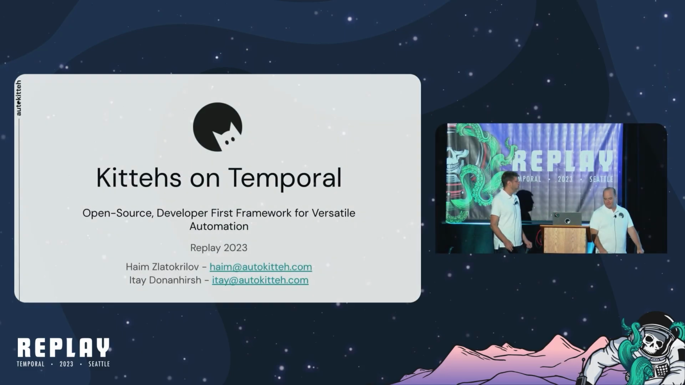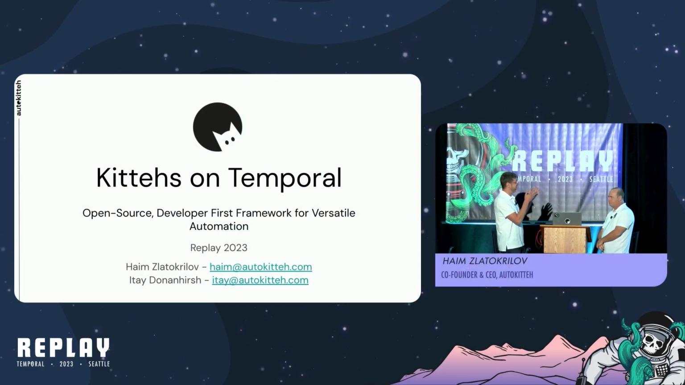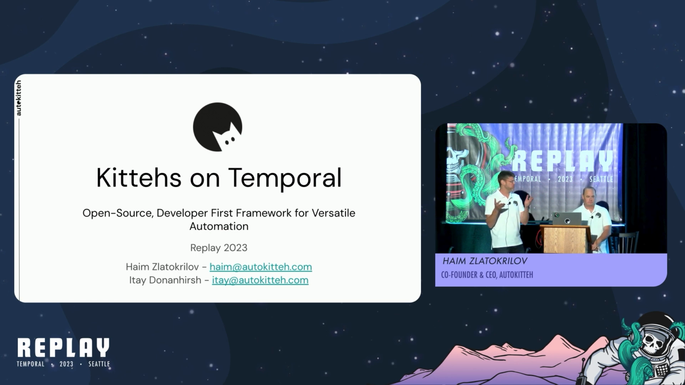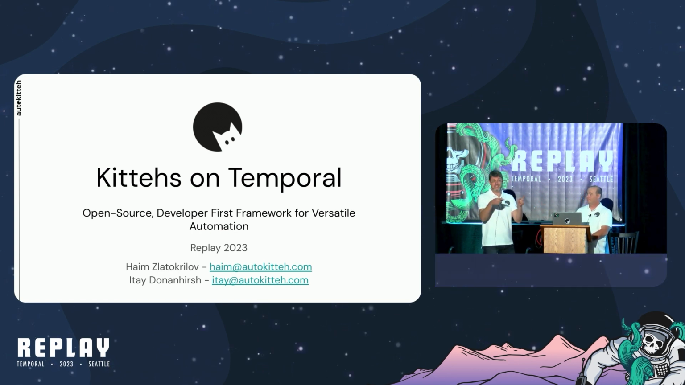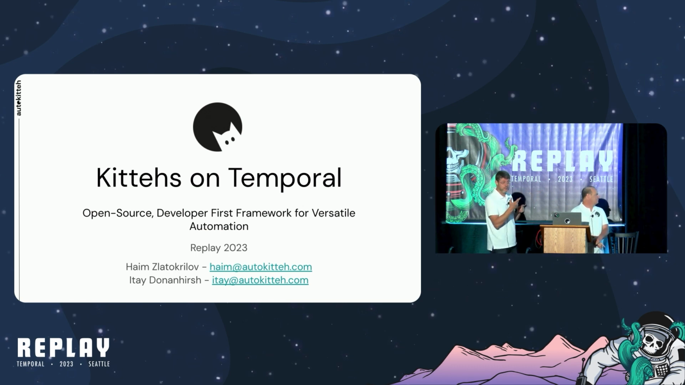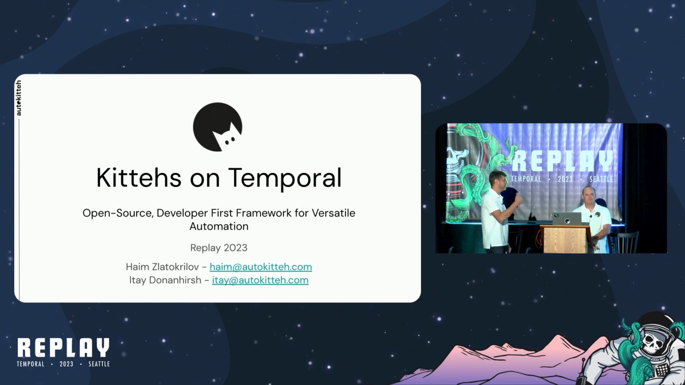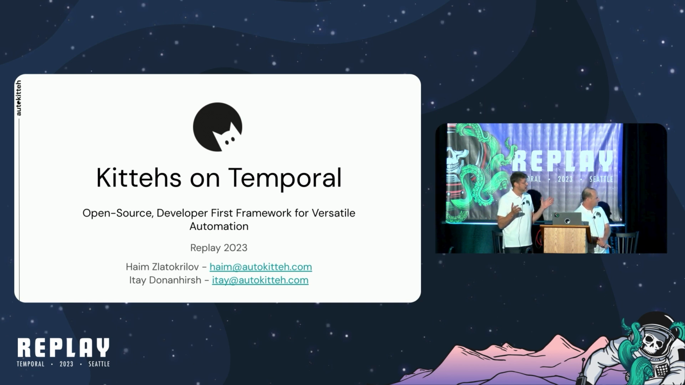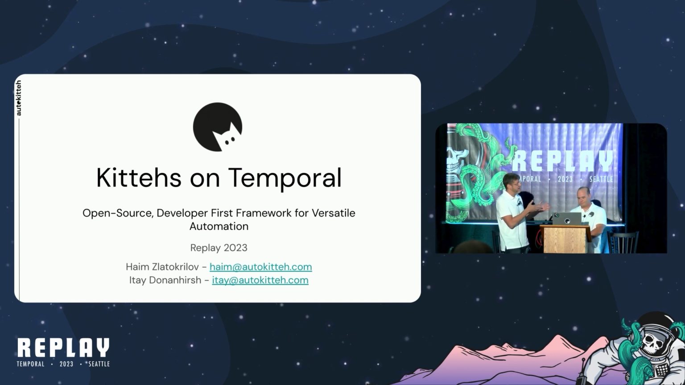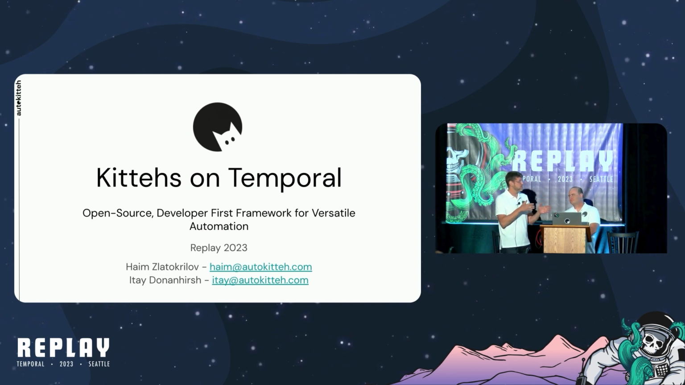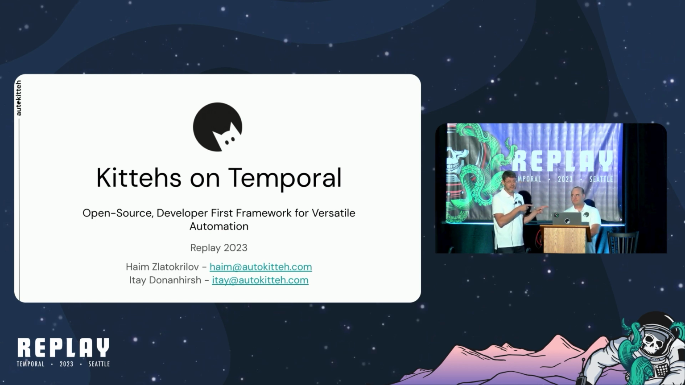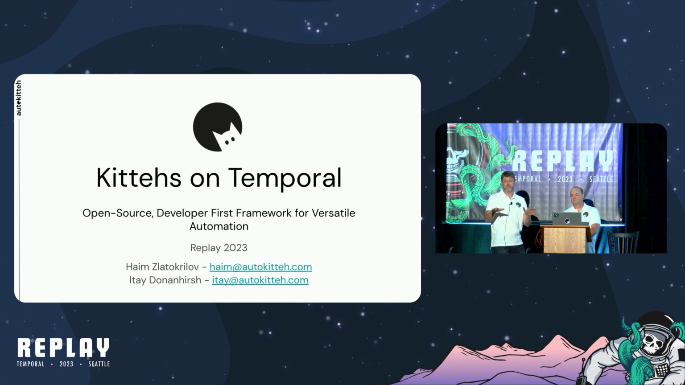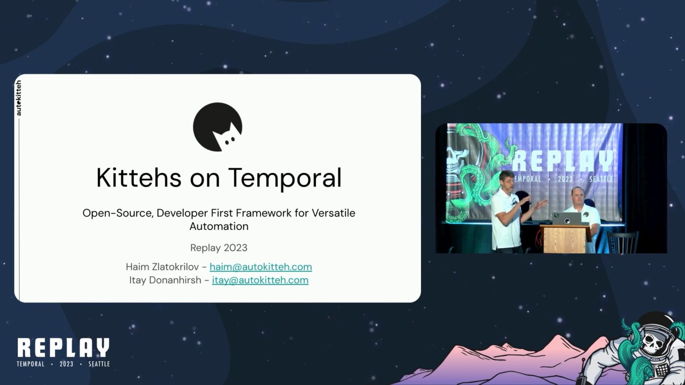Okay, so hello everyone, and the topic today is Kittehs on Temporal. Why Kittehs? Because I suck at names and I love cats. Yeah, and this is where our name comes from, Autokitteh. So if you were wondering, that's it. And so what we're building is an open source developer first framework for versatile automation, and this is exactly what we're going to explain to you and show how we are doing this.